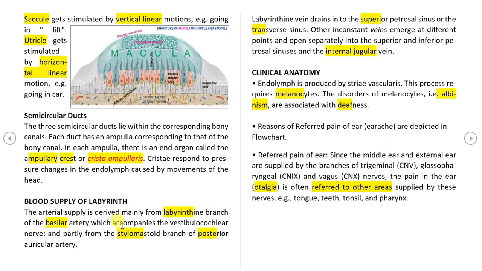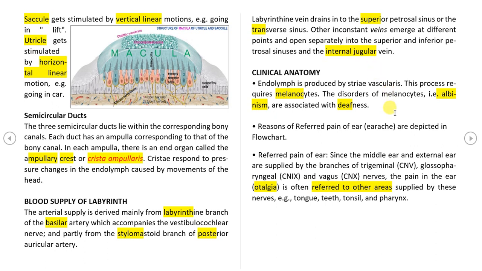So the blood supply of this whole labyrinth is the labyrinthine branch of the basilar artery, and another one is the stylomastoid branch of the posterior auricular artery. Venous drainage in the upper part is connected to the superior petrosal and transverse sinus, and in the lower part they are connected to the internal jugular vein.